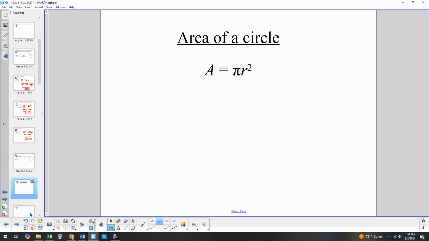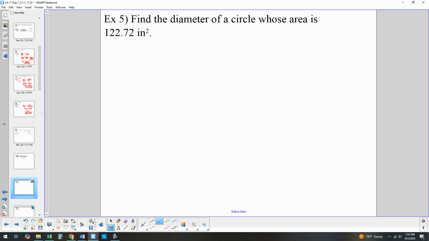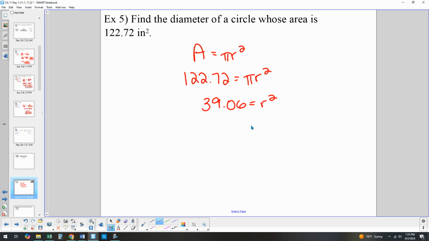The area of a circle is pi r squared. So we have to make sure we square the r before we multiply by pi. So let's find the diameter of a circle whose area is 122.72 square inches. So if A equals pi r squared, then 122.72 equals pi r squared. I know I want to get the variable alone, so I'm going to divide 122.72 by pi. I get 39.06 equals r squared. And now we'll take the square root of both sides. So r is 6.25 inches.